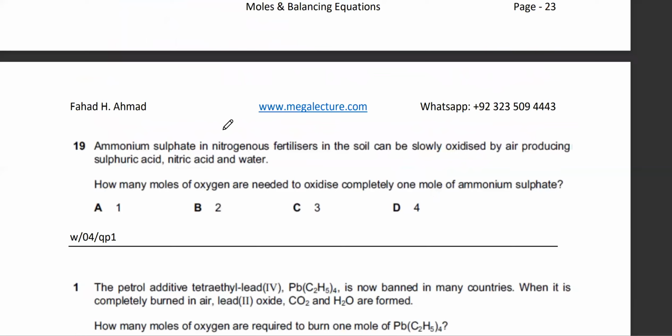अच्छा फिर एक ammonium sulfate in nitrogenous fertilizers in the soil can be slowly oxidized by air producing this. So ammonium sulfate, remember ammonium sulfate.